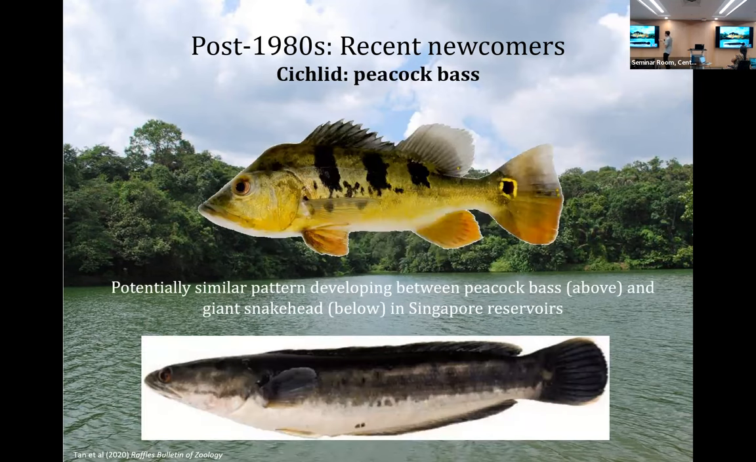And this pattern looks to be repeating itself. For example, the toman, the giant snakehead, has been in Singapore for a number of years, actually. Introduced, done well in the reservoirs. I believe it was introduced as a form of biological control in our reservoirs, right? But then the peacock bass was introduced a bit later in the 80s and seems to be having an effect.